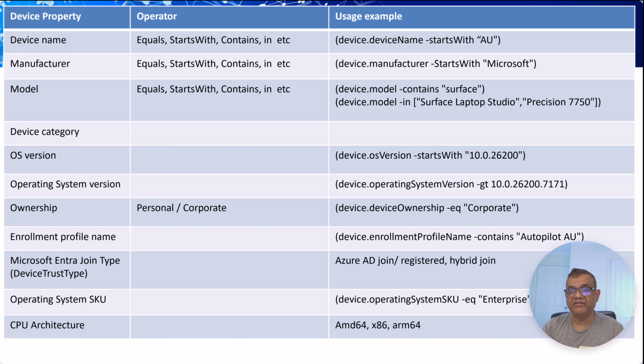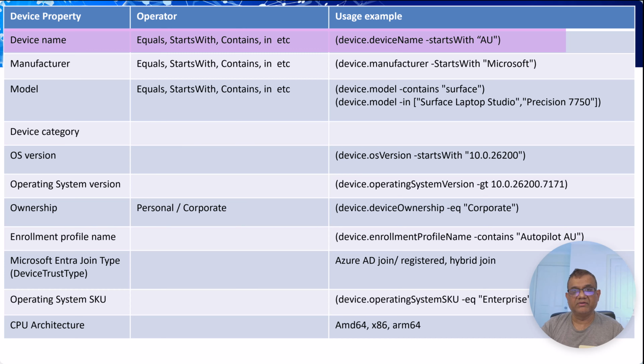These things are readily available, but as a reference you can have a look. For example, let's see. First filter, I'm just going to provide you a use case also. So the first device property is device name. So I'm using an example that device name starts with AU. So what does it mean?